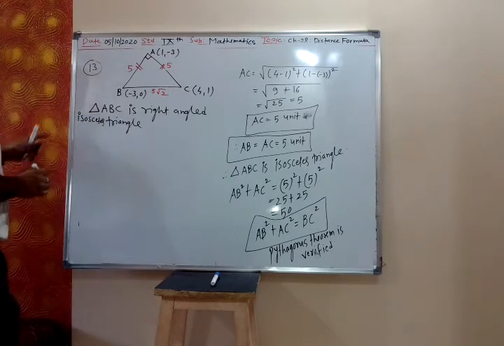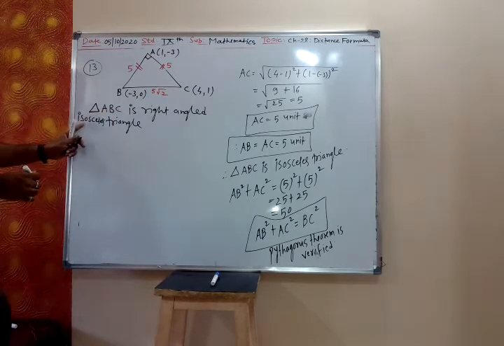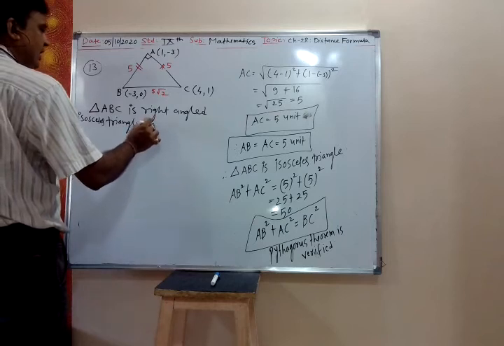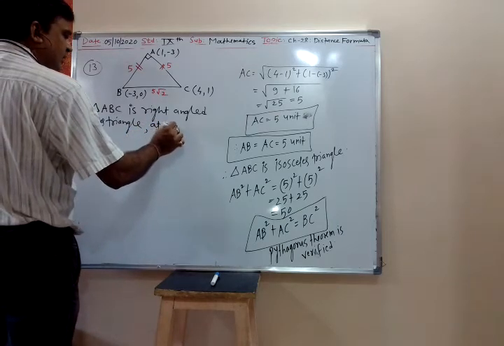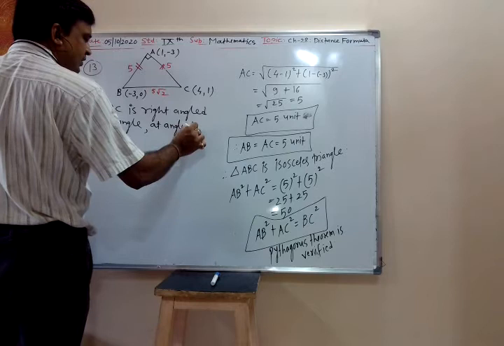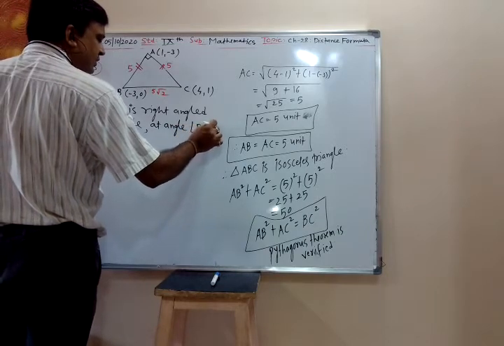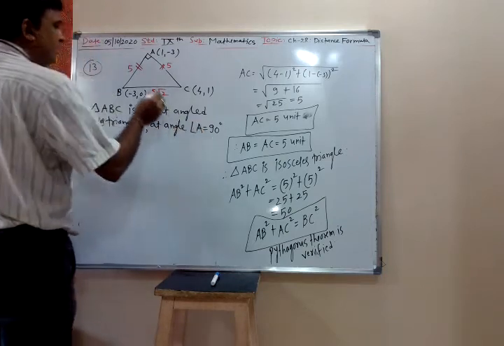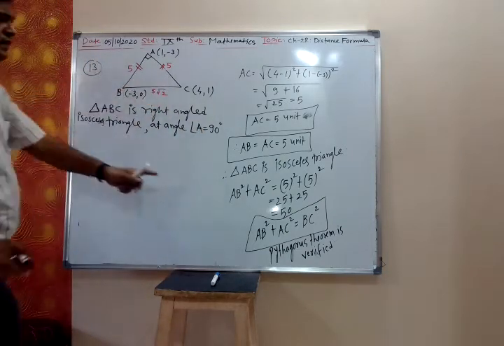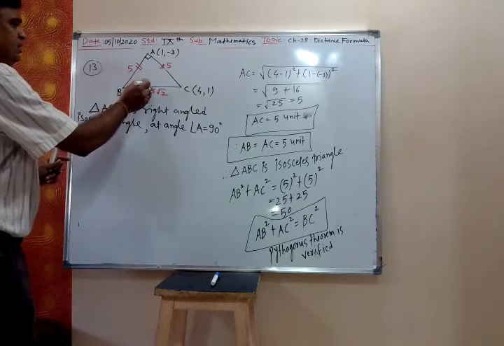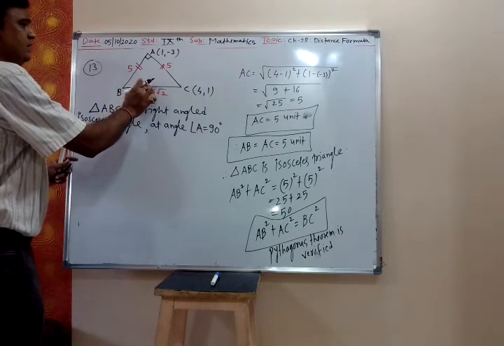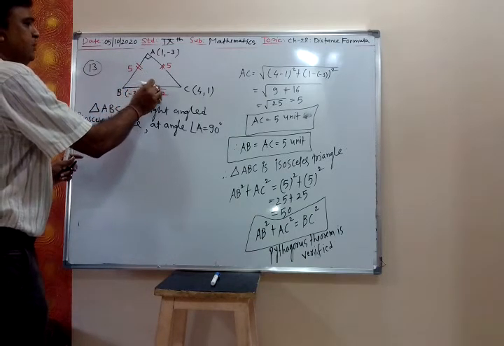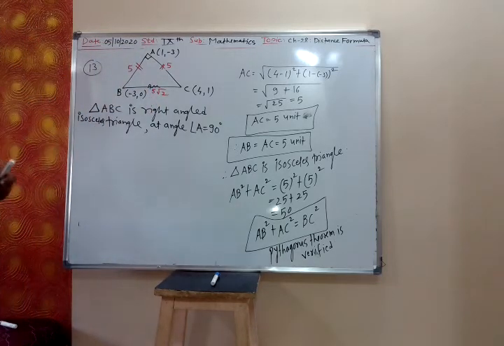Yes. Triangle ABC is a right angle isosceles triangle at angle A. Sorry, angle A is equal to 90 degrees, because BC is my hypotenuse. So the angle opposite to the hypotenuse is the right angle. So angle A is 90 degrees.